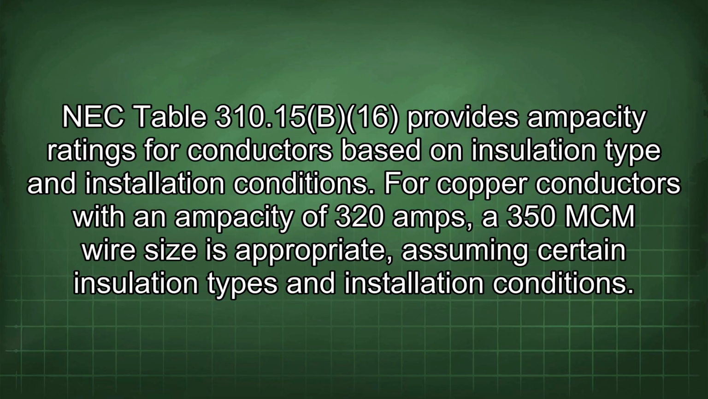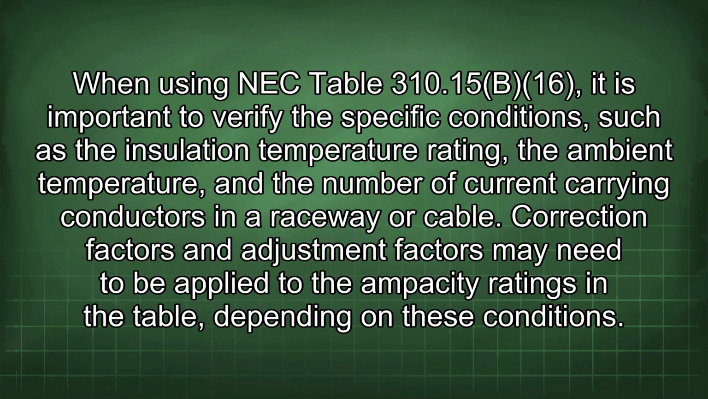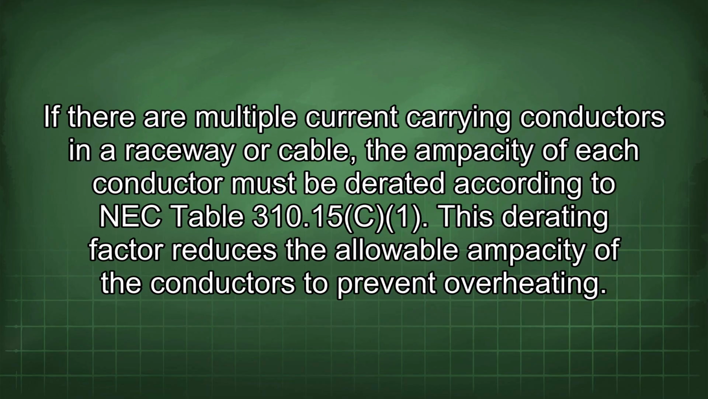When using NEC Table 310.15(B)(16), it is important to verify the specific conditions, such as the insulation temperature rating, the ambient temperature, and the number of current carrying conductors in a raceway or cable. Correction factors and adjustment factors may need to be applied to the ampacity ratings in the table depending on these conditions. If there are multiple current carrying conductors in a raceway or cable, the ampacity of each conductor must be derated according to NEC Table 310.15(C)(1). This derating factor reduces the allowable ampacity of the conductors to prevent overheating.